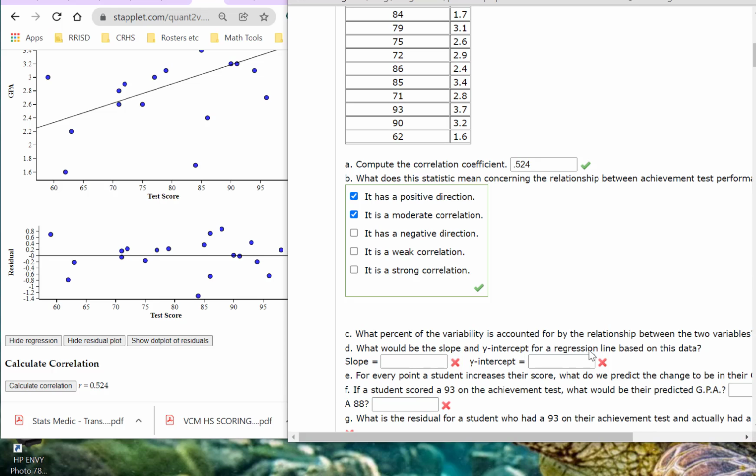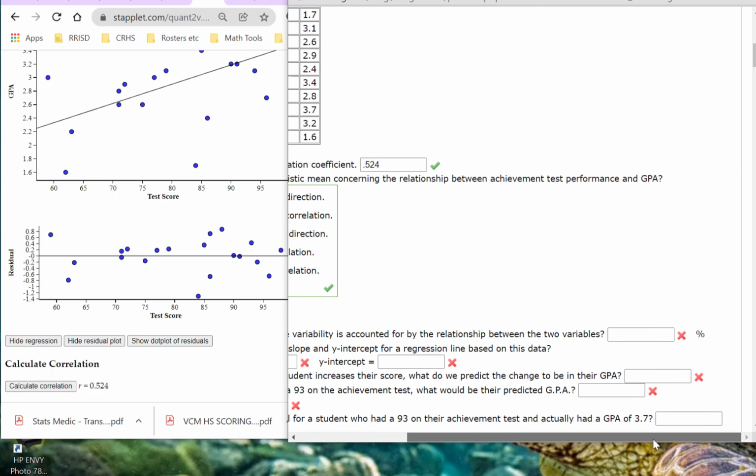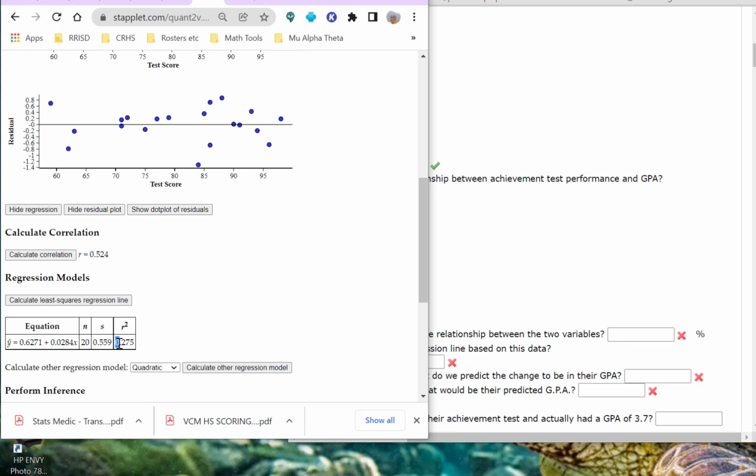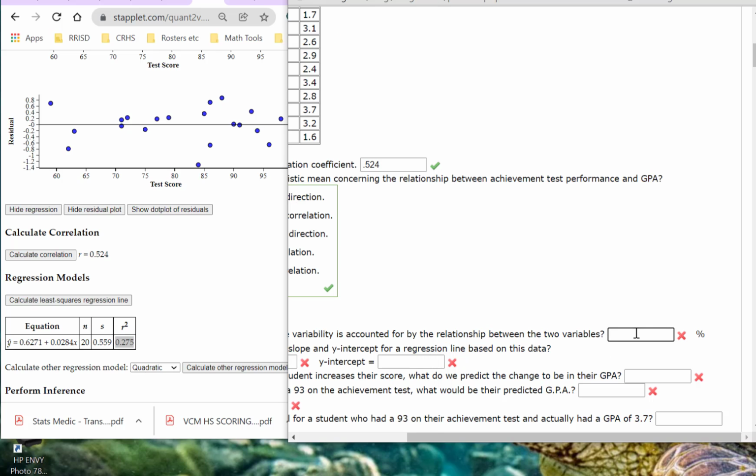Okay. Then it's asking, what percent of variability is accounted for by the relationship between the two variables? You're going to find that right here. The r squared, but that's in the decimal form. So you see this number, it's 0.275. Change that to percent. You do not need to put a percent sign in because it's already got one there.